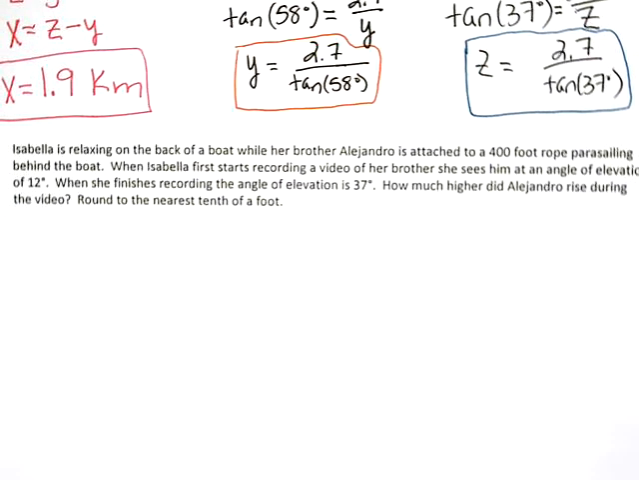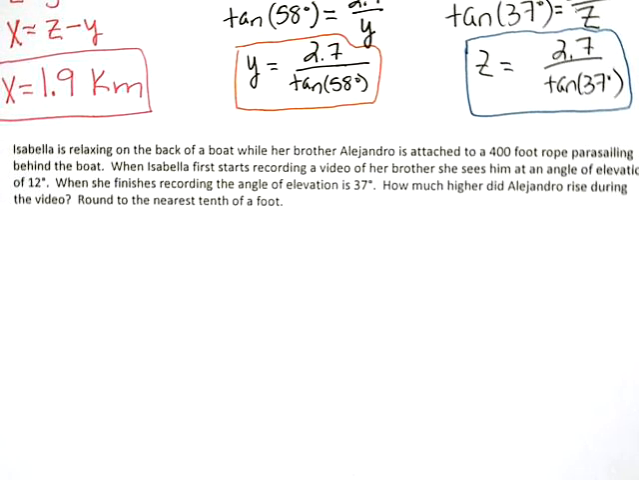So Isabella is relaxing on the back of a boat while her brother Alejandro is attached to a 400-foot rope parasailing behind the boat. When Isabella first starts recording a video of her brother, she sees him at an angle of elevation of 12 degrees. When she finishes recording, the angle of elevation is 37 degrees. How much higher did Alejandro rise during the video? And this time we round to the nearest foot.